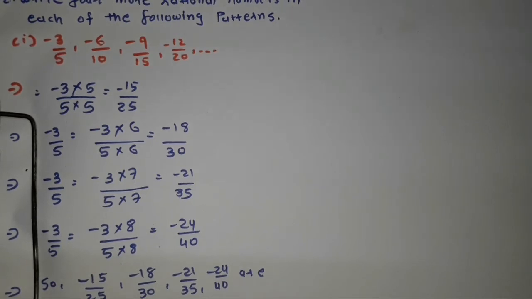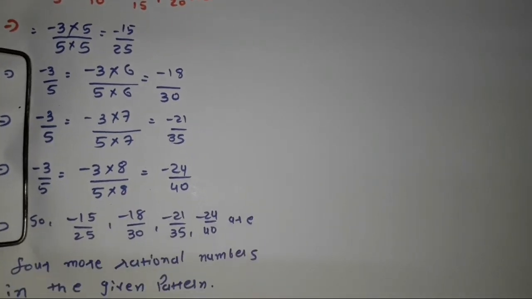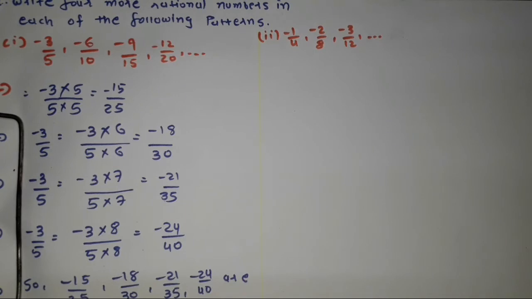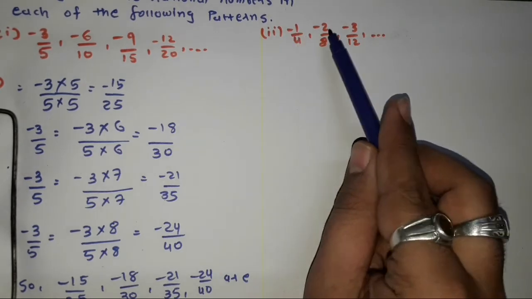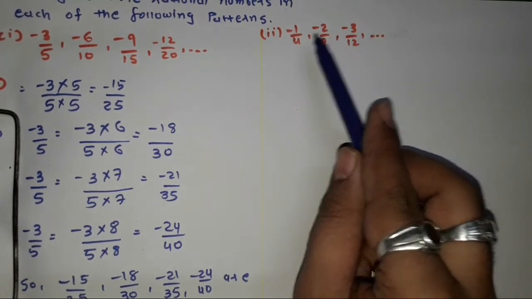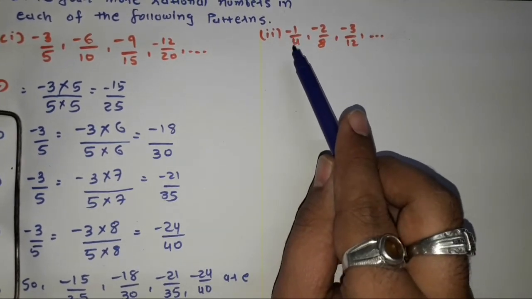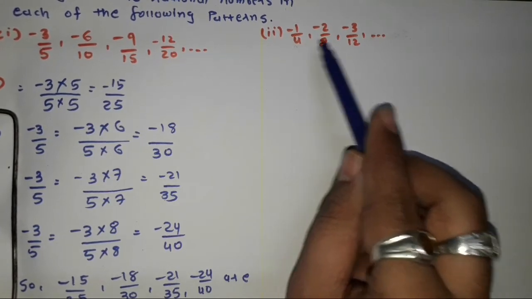Now similarly for the next one. In the second sum the pattern given is minus 1 upon 4, minus 2 upon 8 and minus 3 upon 12. Here in this pattern we can see that the numerator follows 1, 2, 3, that means 1 1 is 1, 1 2s are 2, 1 3s are 3. Similarly in the denominator it is 4, 4 2s are 8, 4 3s are 12.